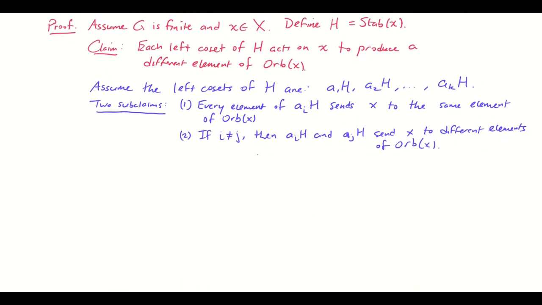Those are the subclaims. And now I think the only thing left is to just do the work. So let's get the proof going here. We're going to prove the two subclaims, because I think those two subclaims, if proven, will prove this claim here. Because the claim is really just saying that different left cosets map x to different elements. All right, so let's get started. Proof of subclaim 1.